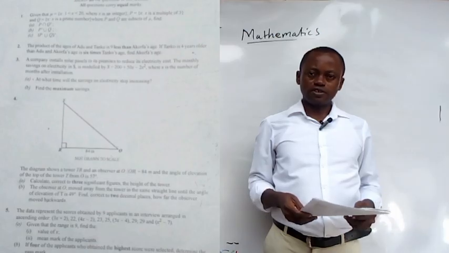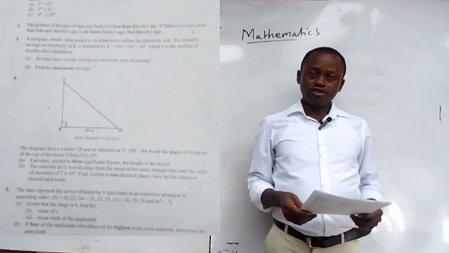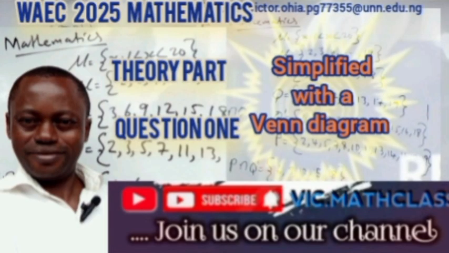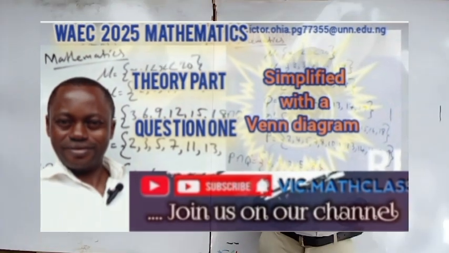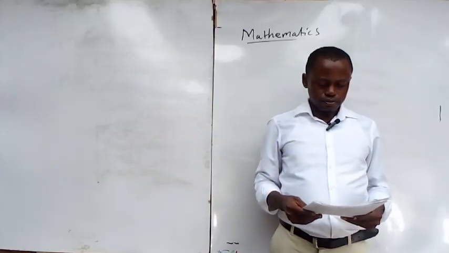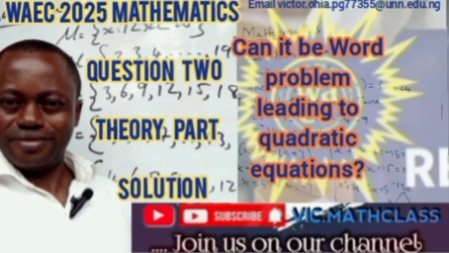In this class, we are still solving the last concluded WAEC exam questions for the year 2025, and we are solving the theory part first. There are 5 questions there. We have solved 4 questions already in the last classes. You need to check out those classes and look at what we have done there.